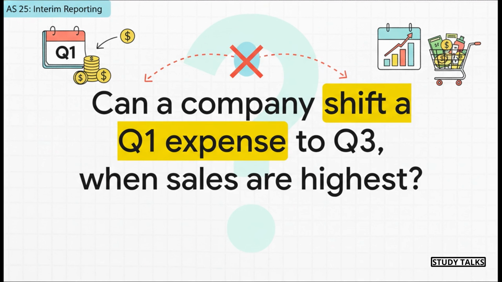So imagine this. You're in the exam hall and you get this question. A company goes big on advertising in the first quarter, spending a whopping 10 crores. But their sales really only take off in the third quarter because of, say, the festive season. So management thinks, hey, let's just push that Q1 ad expense to Q3 to make the profit and loss look better. The question is, can they do that?